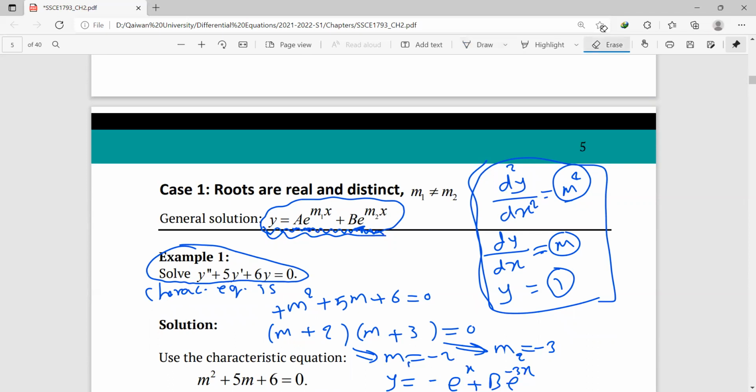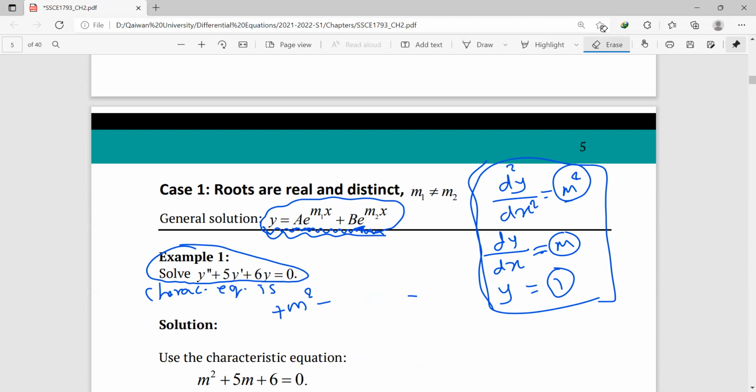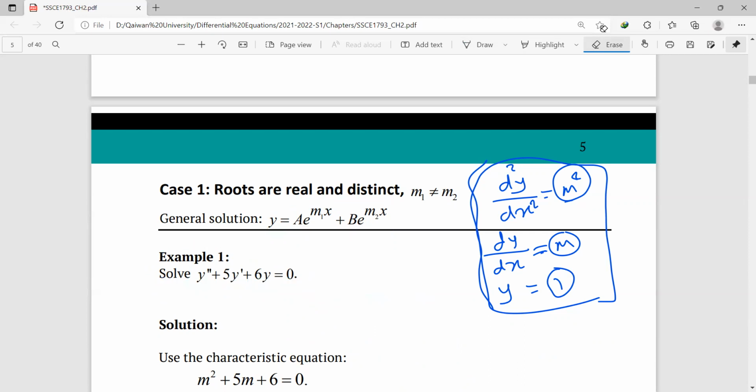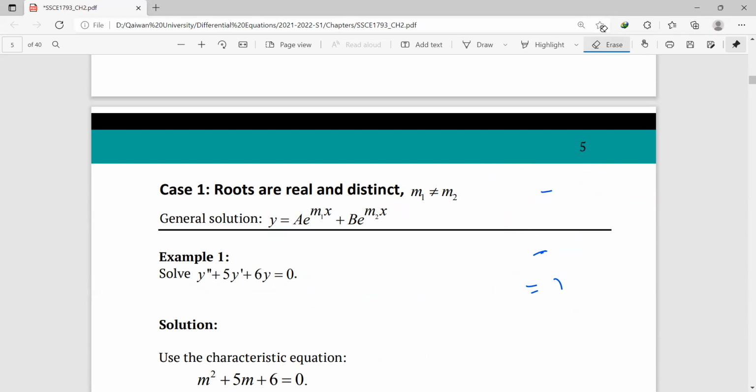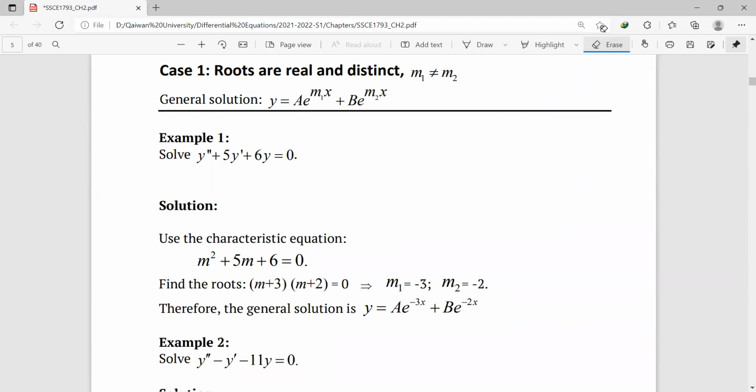Here, I'm going to talk about the example again, as it's solved here. Yes, for the first case, that's all. We first find the characteristic equation. This is the characteristic equation. As I said, we replace y double prime, which is d squared y by dx squared, by m squared, y prime by m, and y by 1. That's all. And then we solve this polynomial.